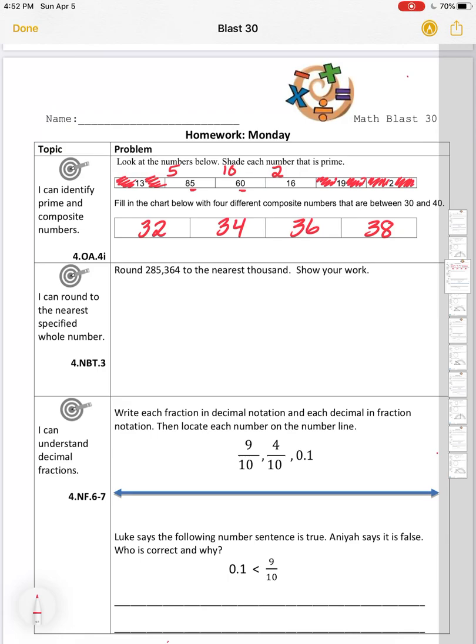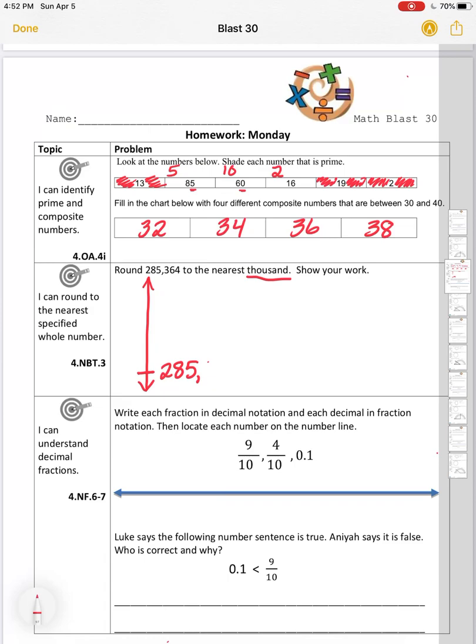I can round to the nearest specified whole number. Round 285,364 to the nearest 1,000. Show your work. I'm going to show my work using a vertical number line. And since I'm rounding to the nearest 1,000, I'm going to ask myself, if thousands is my greatest unit, how many total thousands make up my number?